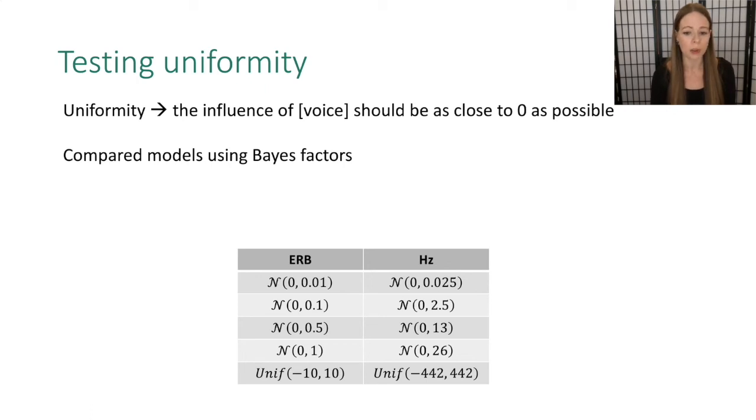We compared these models using Bayes factors, and just for convenience, I've converted the ERB standard deviations or ranges here to values in Hertz, and you can see that some of these are very close to 0. The prior distribution is very close to 0, and others, there's a lot of leniency in what the effect of voice can be on mid-frequency peak.